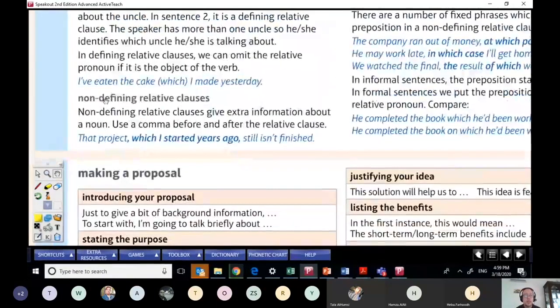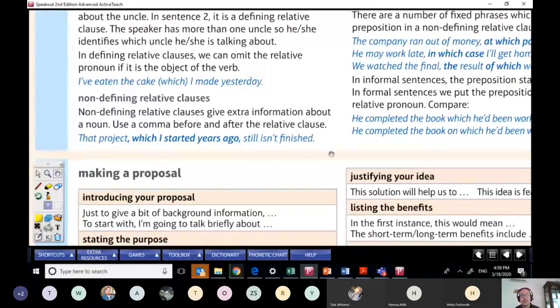Now in a non-defining clause, we're just talking about extra information. So, that project, which I started years ago, still isn't finished. The important part of the sentence is that it's not finished now, but he added on some extra information, that he started it a long time ago.